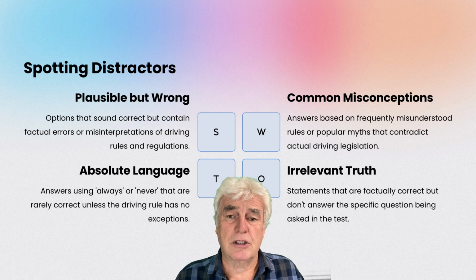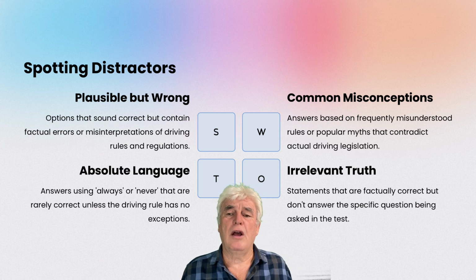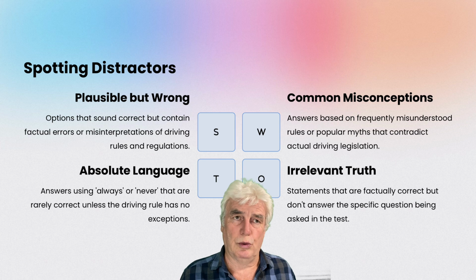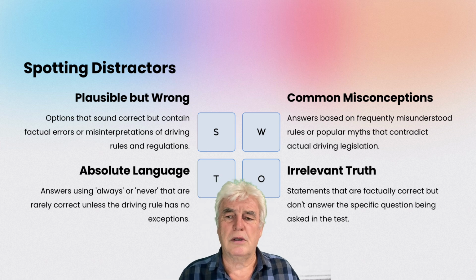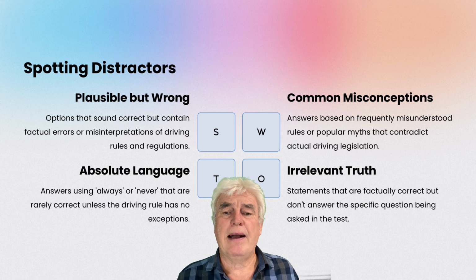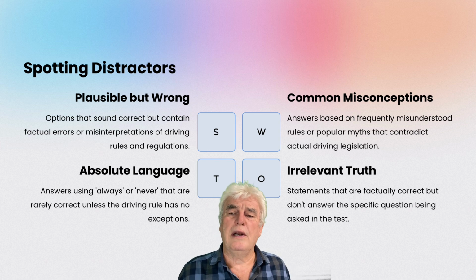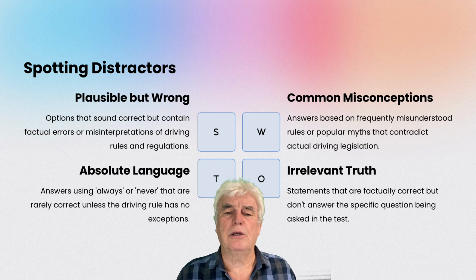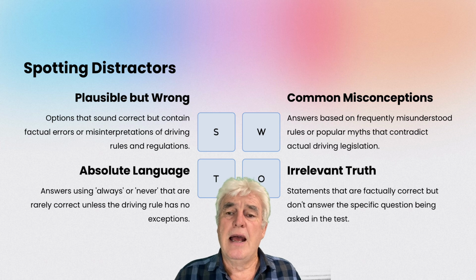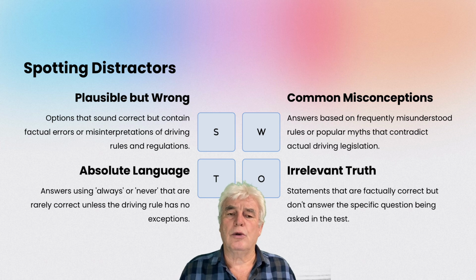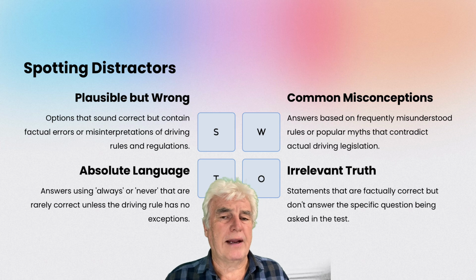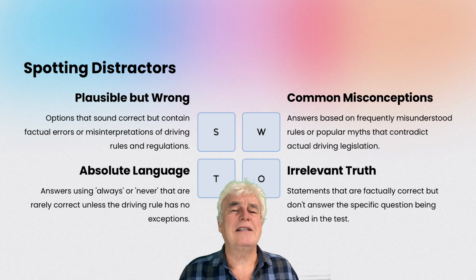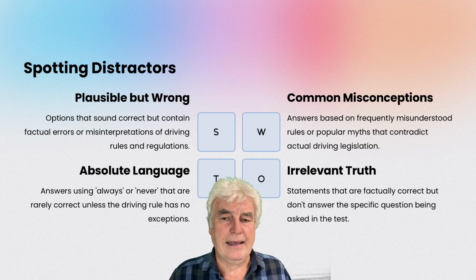Common misconceptions. These are options based on frequently misunderstood rules. It's important that you do fully understand the rules. Irrelevant information. Now, answers that are true but unrelated to the question. Why are they there? Extreme or absolute statements. As mentioned, answers with words like always or never are often distractors unless the law is absolute, i.e. necessary.